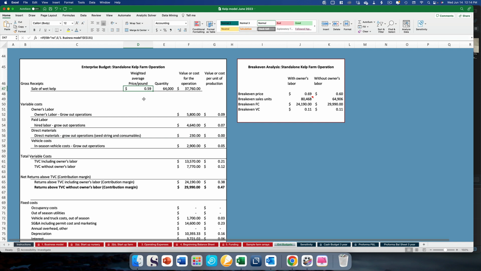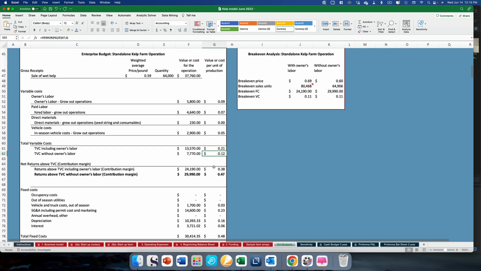Right, so now we have a standalone kelp farm, and we're getting 59 cents a pound on average for our kelp. We are growing 64,000 pounds of kelp. That gives us $37,000 in revenue. Okay. Here are all the variable costs associated just with the grow out operations. If we include our owner's labor in the variable cost, that gives us 21 cents per pound of kelp. If we leave out the owner's labor, it's 12 cents per pound.